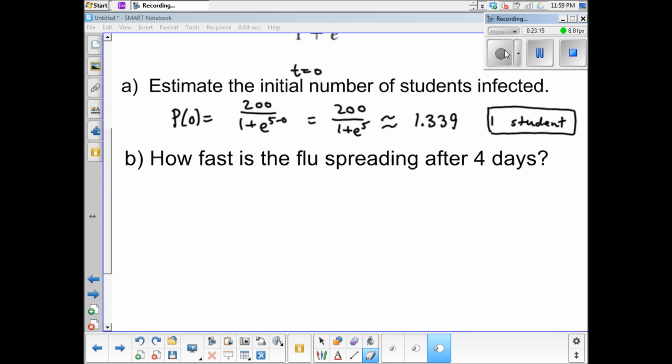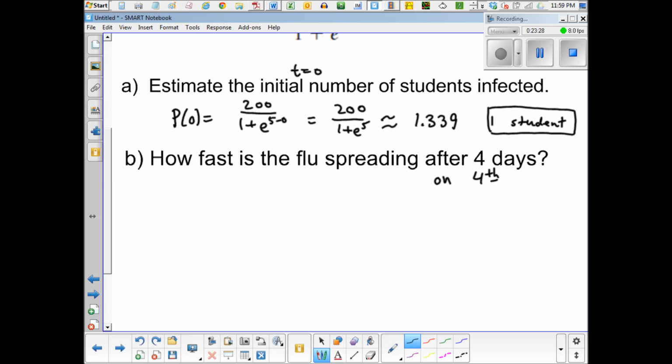Okay, the next question we want to ask is how fast is the flu spreading after 4 days? Okay, so this is very important to understand. When we say after 4 days, what we really mean is on the 4th day, or you could say at t equals 4. So it doesn't say what was the average rate of change of the flu's spreading during the first 4 days or over the first 4 day interval. It doesn't say anything about average. We're talking about instantaneous. Okay? So this is an instantaneous rate of change.